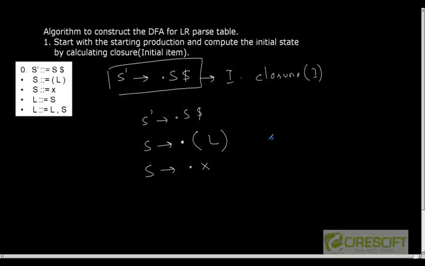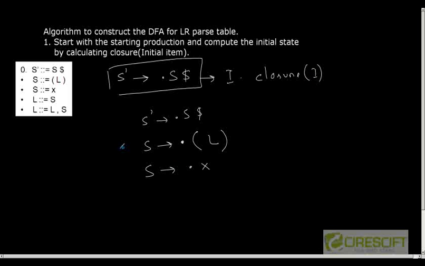Okay, so in the last class we discussed this function closure of I. So closure of I is nothing but another set of items, LR items, following certain rules. We have also seen for this grammar what will be my starting state. So we'll start the parsing action by the first item from the first production, that is S' → .S$, and from that item we calculate the closure of I.